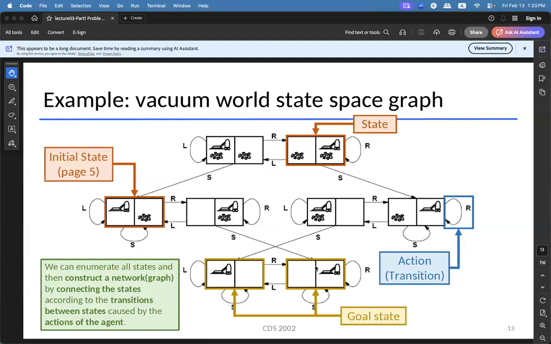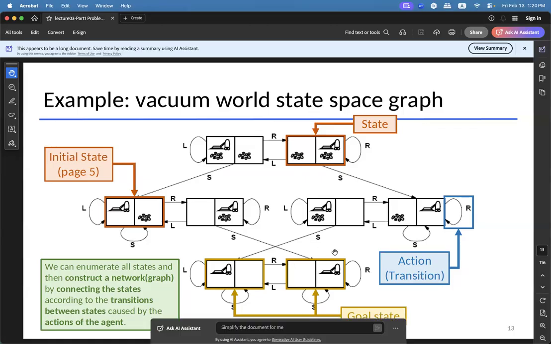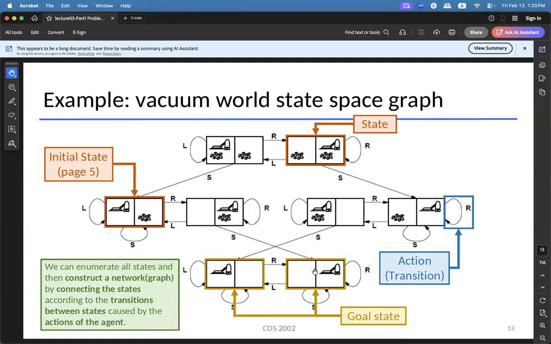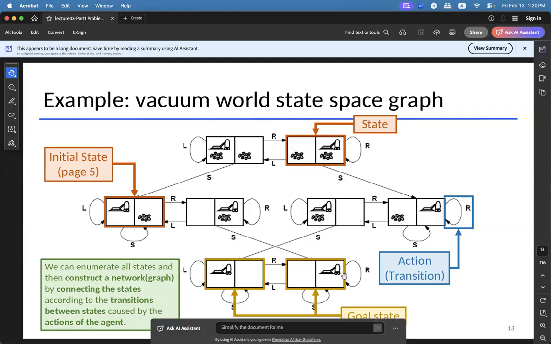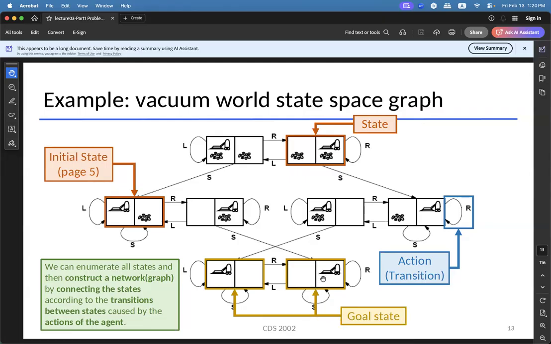You cannot create dust out of thin air and get back to this state. If your agent reaches this state, you cannot create dust out of thin air and get back to this state. Notice my cursor. If the agent is in this state, then the agent has already cleaned both rooms, and it is not possible for the agent to arbitrarily create some dust and let the world return to the state with the dust.